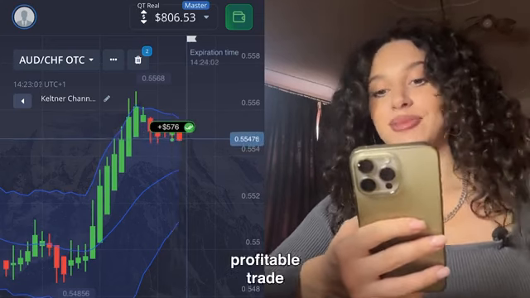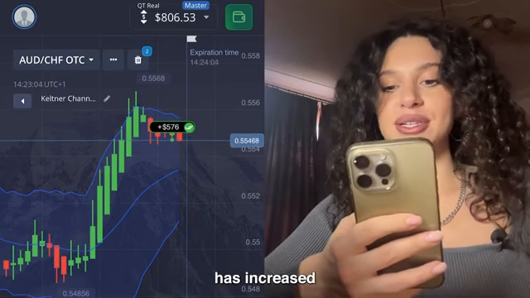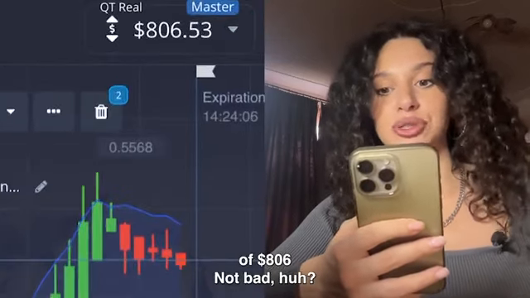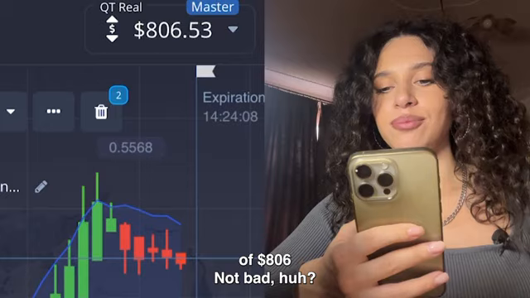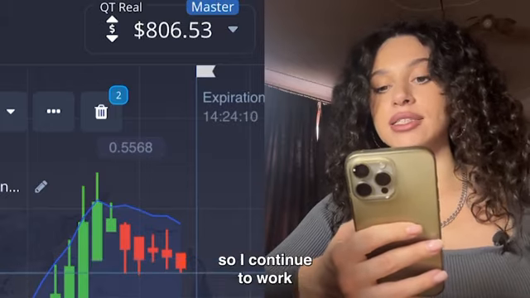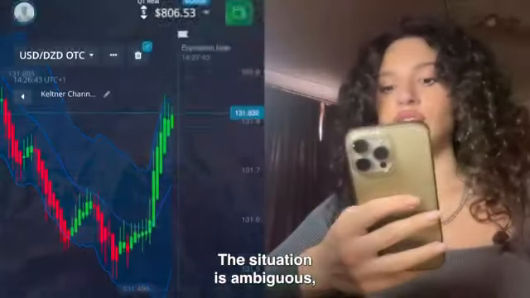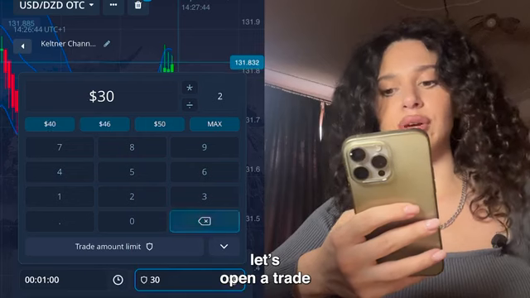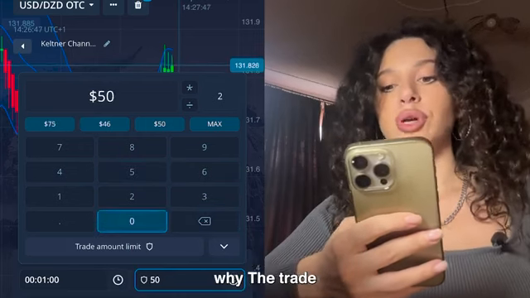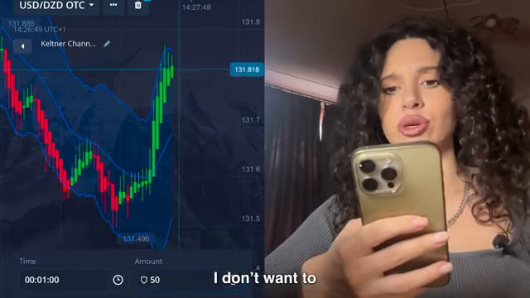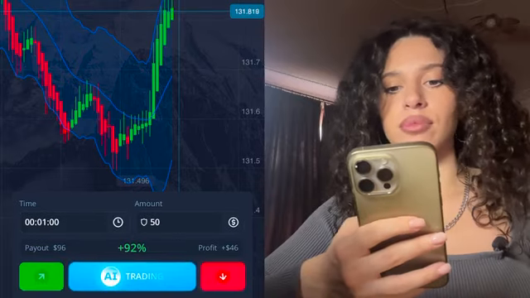Great, the first profitable trade, my capital has increased to the amount of $806. Not bad, right? But there are still a few trades ahead, so I continue to work. The situation is ambiguous. Let's open a trade and explain why. The trade amount will be $50. I don't want to risk more money.